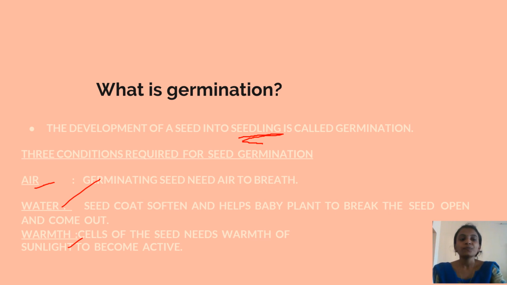So not all seeds can grow into new plants. Some seeds are eaten by birds or destroyed by wind or rain, and sometimes they don't get enough water, air and warmth. So all seeds will not grow into new plants. These are the conditions required for the seed to germinate.